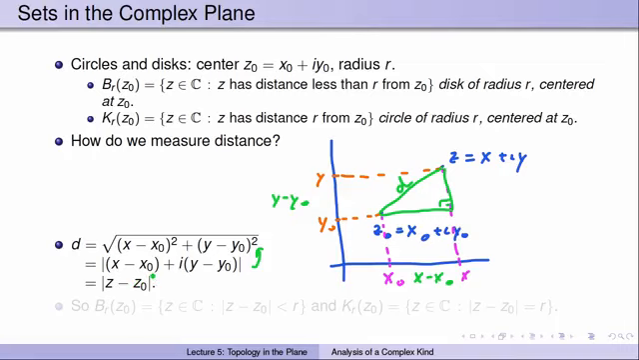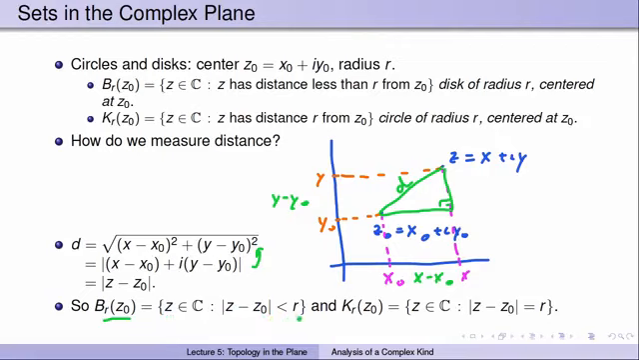And with that new notation, I can write down the disk of radius r centered at z0 in a much easier way. It's the set of all those z's for which the modulus of z minus z0 is less than r. And the circle of radius r centered at z0 is the set of all z's for which the modulus of z minus z0 is equal to r.